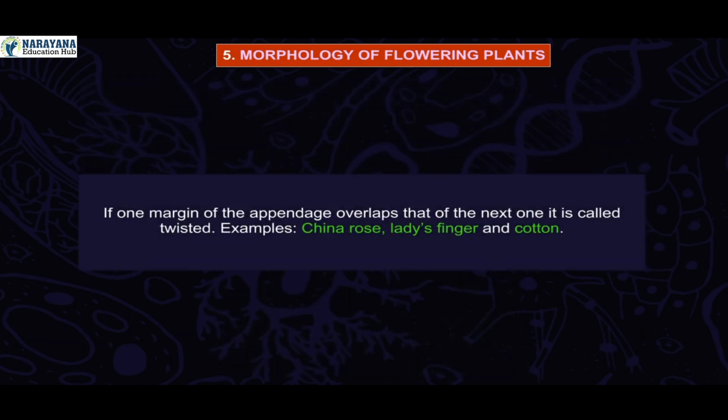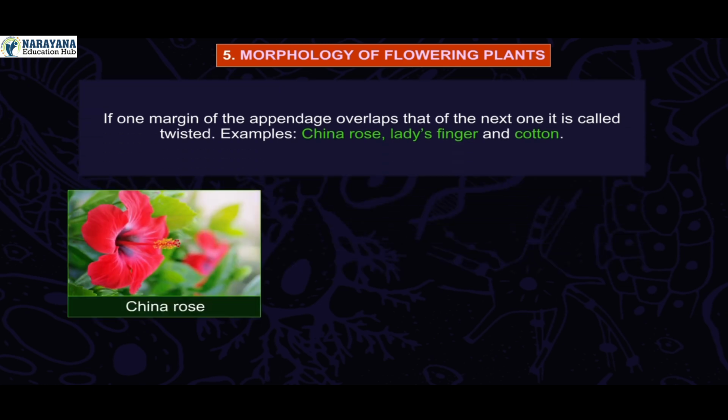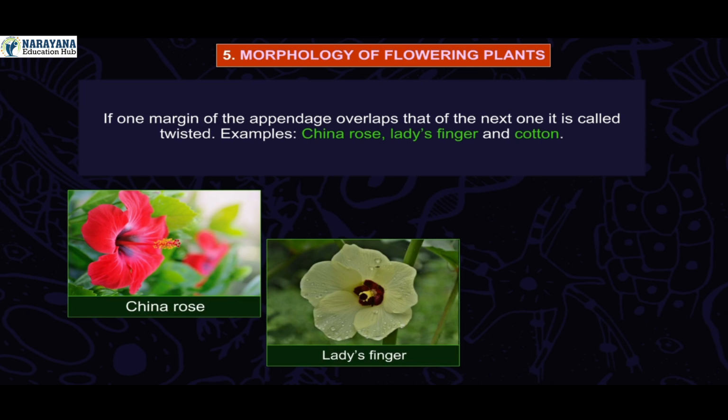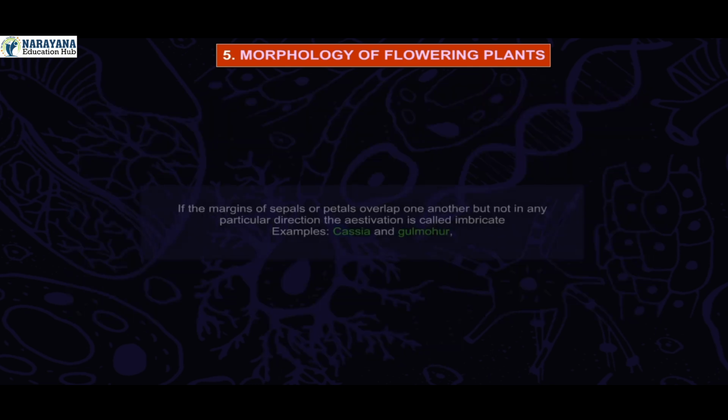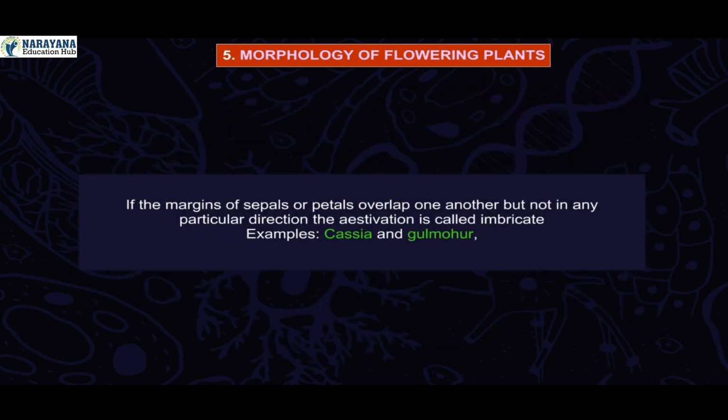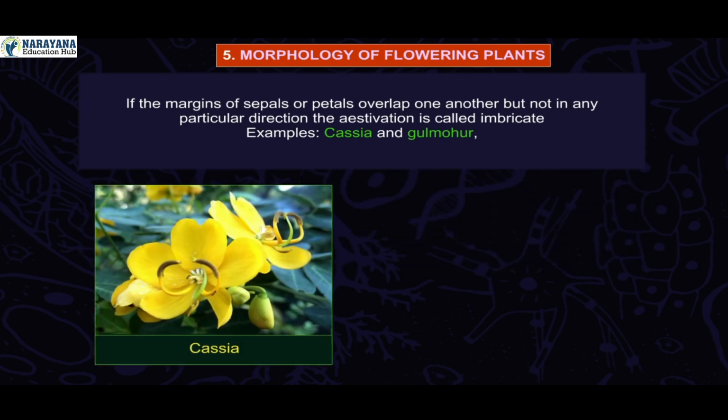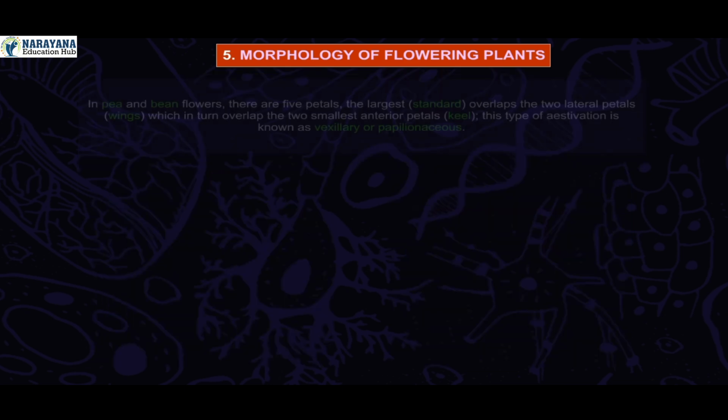If one margin of the appendage overlaps that of the next one, it is called twisted. For examples, China rose, lady's finger, and cotton. If the margins of sepals or petals overlap one another, but not in any particular direction, the estivation is called imbricate. For examples, cassia and gulmohar.